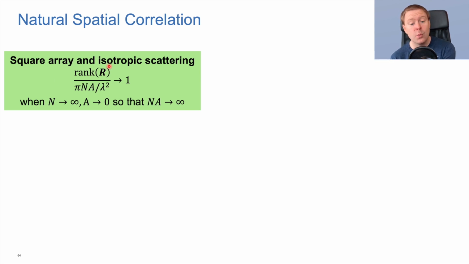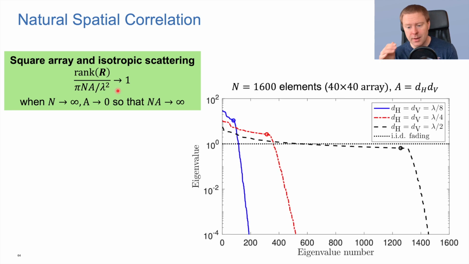will converge to this number here. Or since both of them are increasing with n, the ratio goes to 1. So what this really means is that approximately the rank of the covariance matrix I just presented will be equal to this number. And this is something I can illustrate here.